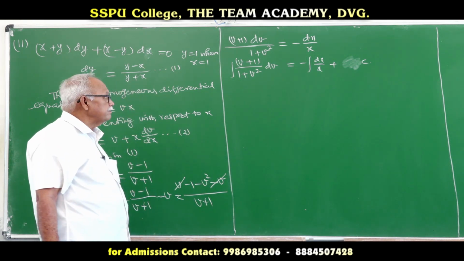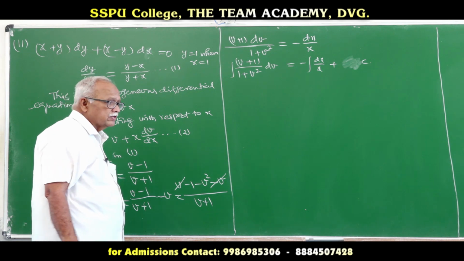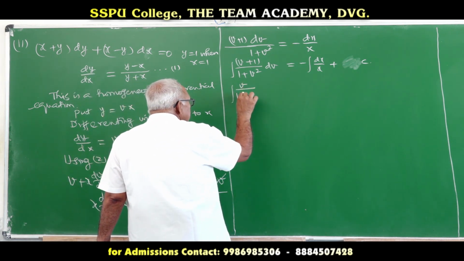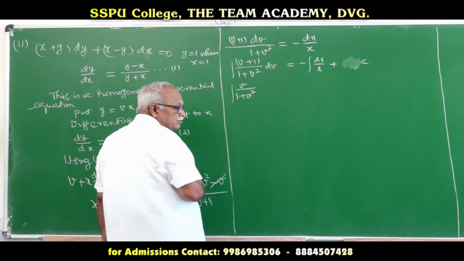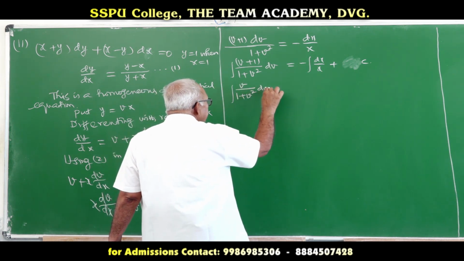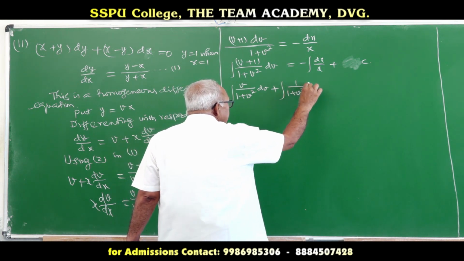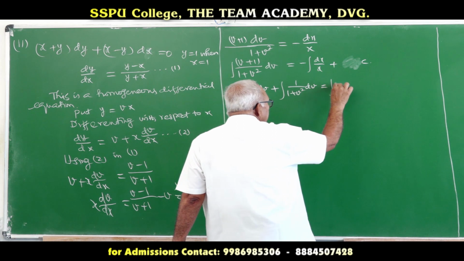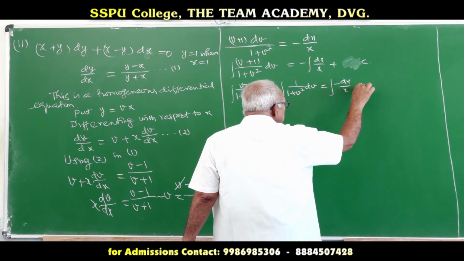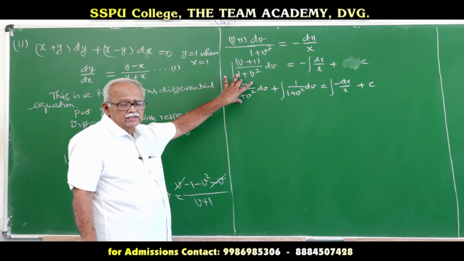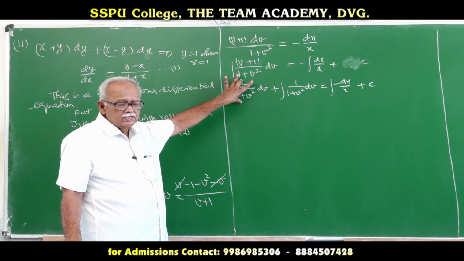Now, how to integrate (v plus 1) divided by (1 plus v square)? Very simple. You have to split this. See, the integral of v by (1 plus v square) dv plus the integral of 1 by (1 plus v square) dv equals minus the integral of dx by x plus c. How to integrate? We have done this in many problems.